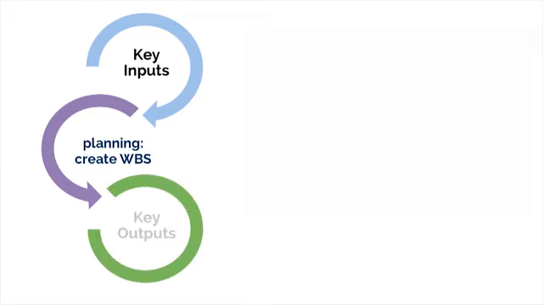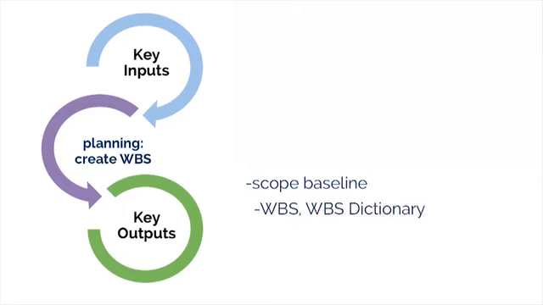The Create WBS process produces the scope baseline and project document updates. Scope baseline is basically an approved scope statement, work breakdown structure, and its associated WBS dictionary. It can be changed only through formal change control procedures. Project documents that may be updated could include requirements documentation, which may need to be updated to include approved changes. As a result of the Create WBS process, we may have some approved change requests, so we will update the requirements documentation to include the approved changes.